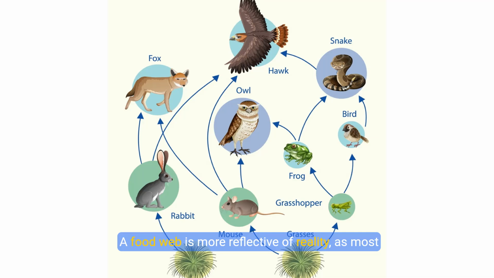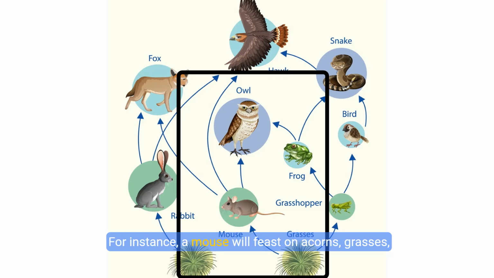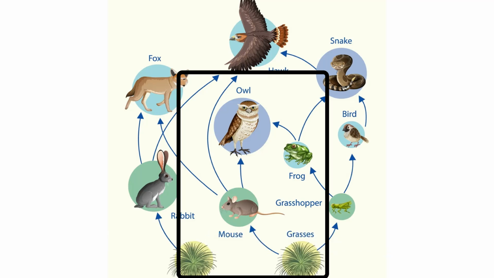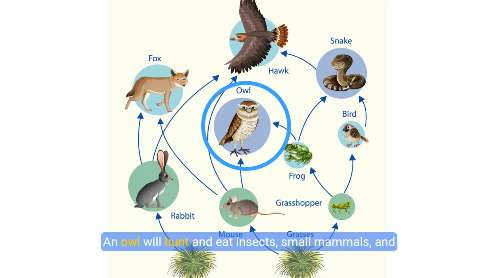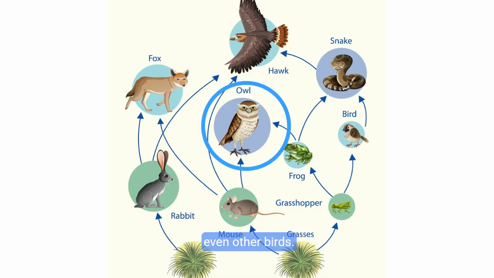A food web is more reflective of reality, as most animals consume various types of food for survival. For instance, a mouse will feast on acorns, grasses, seeds, and other plant-based food items, depending on the season. An owl will hunt and eat insects, small mammals, and even other birds.